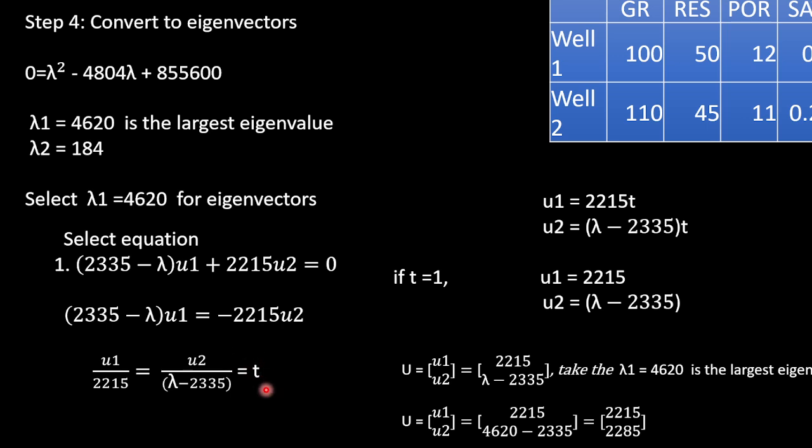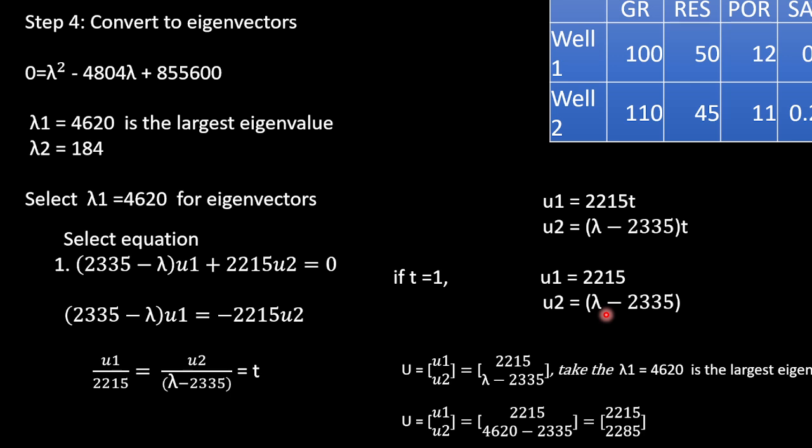Let us make that constant value as t. Simply give that exponent as t. T may have any constant value. In a particular case, if t becomes 1, then what will happen? u1 will be equal to 2215 into t, and u2 will become lambda minus 233 into t. If t becomes 1, u1 will become 2215, and u2 will become lambda minus 2335.